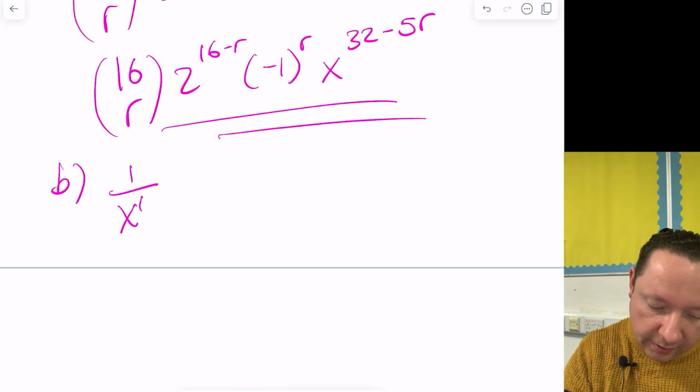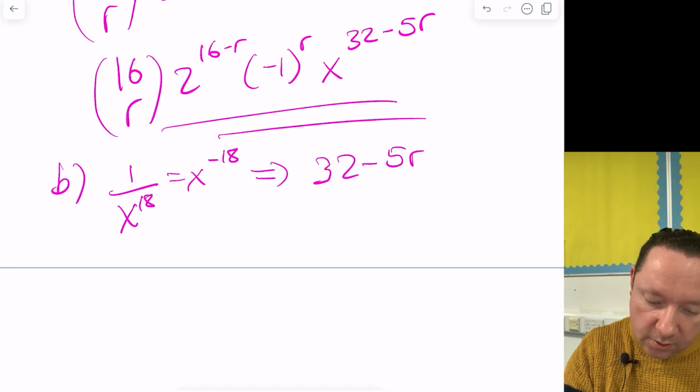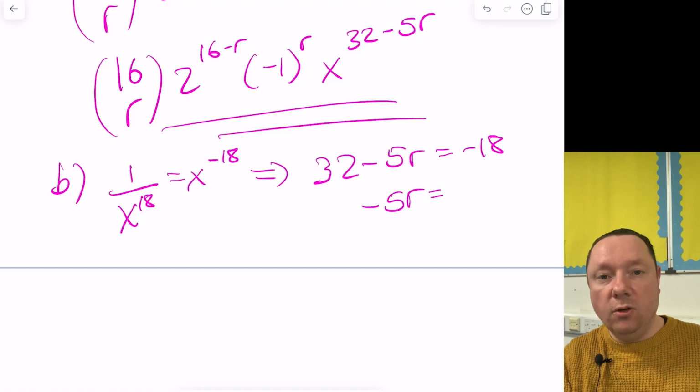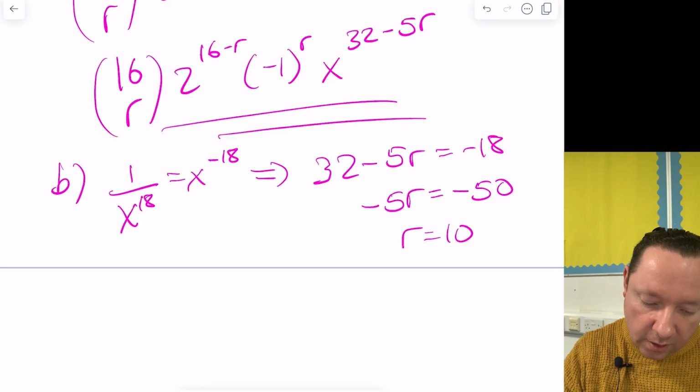1 over x to the 18 is x to the minus 18. That implies 32 minus 5r is minus 18. So minus 5r is minus 32 minus 18, minus 50. So r is 10. And now we know that. It is easy. We get 16 choose 10.